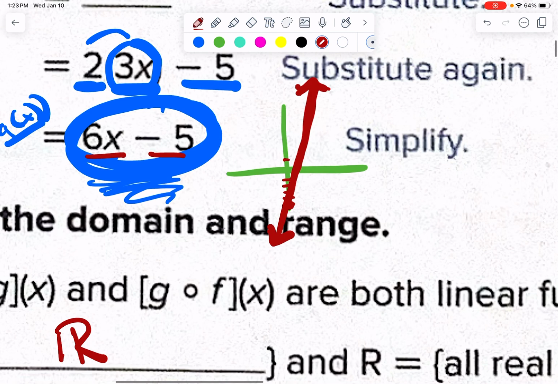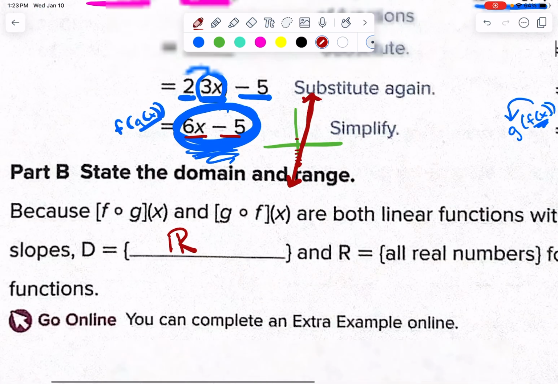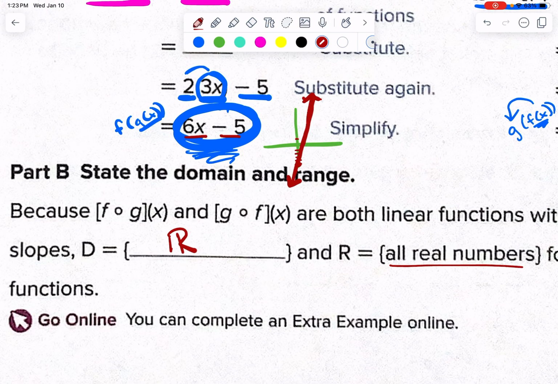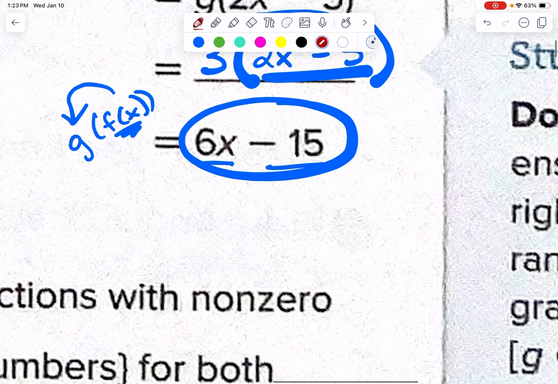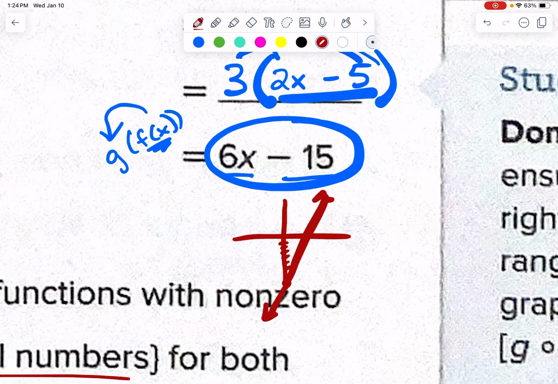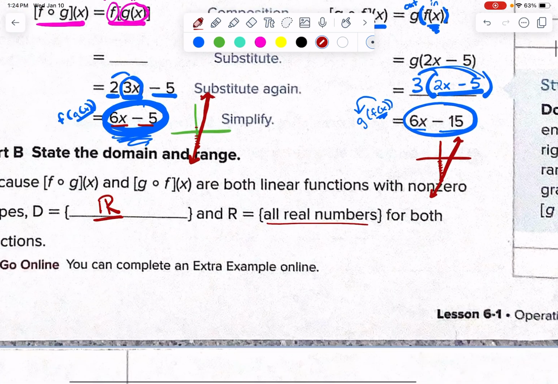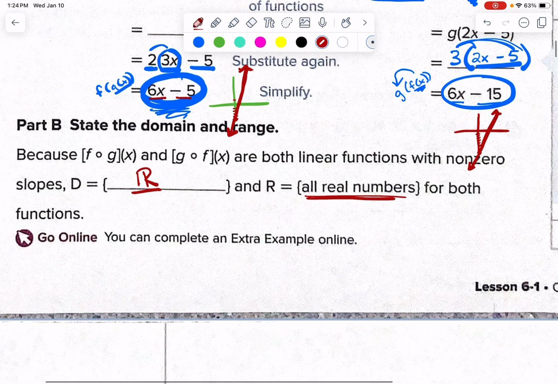Now range is up and down. He'll go left and right forever, but will he go up and down forever? Yes, he will. So range is going to be all real numbers as well. Okay, same thing over here. 6x minus 15 is also a linear function. He's just down at negative 15 first, and then I go up 6 and over 1. So he'll look like this. But he's still going to be a linear function, still going to have all reals for domain and range. Okay, so both functions, domain and range, all reals, all right?